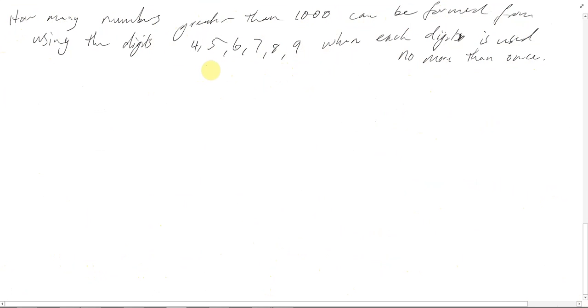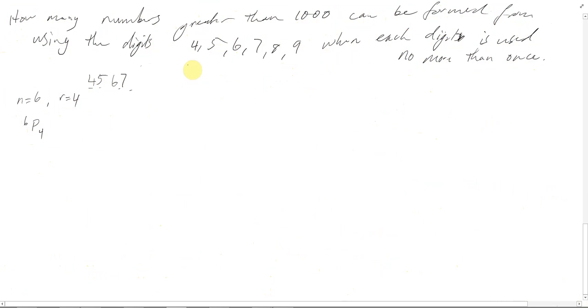So let's think carefully about this. The smallest number we could make out of all these digits that's still bigger than 1000 is 4, 5, 6, 7. That's the smallest one we could make, and you see that it has 1, 2, 3, 4 digits in it. So for this particular one, we've got 1, 2, 3, 4, 5, 6 as our number of objects, so n equals 6. And we have 4 places, so r is 4. So that is 6P4.